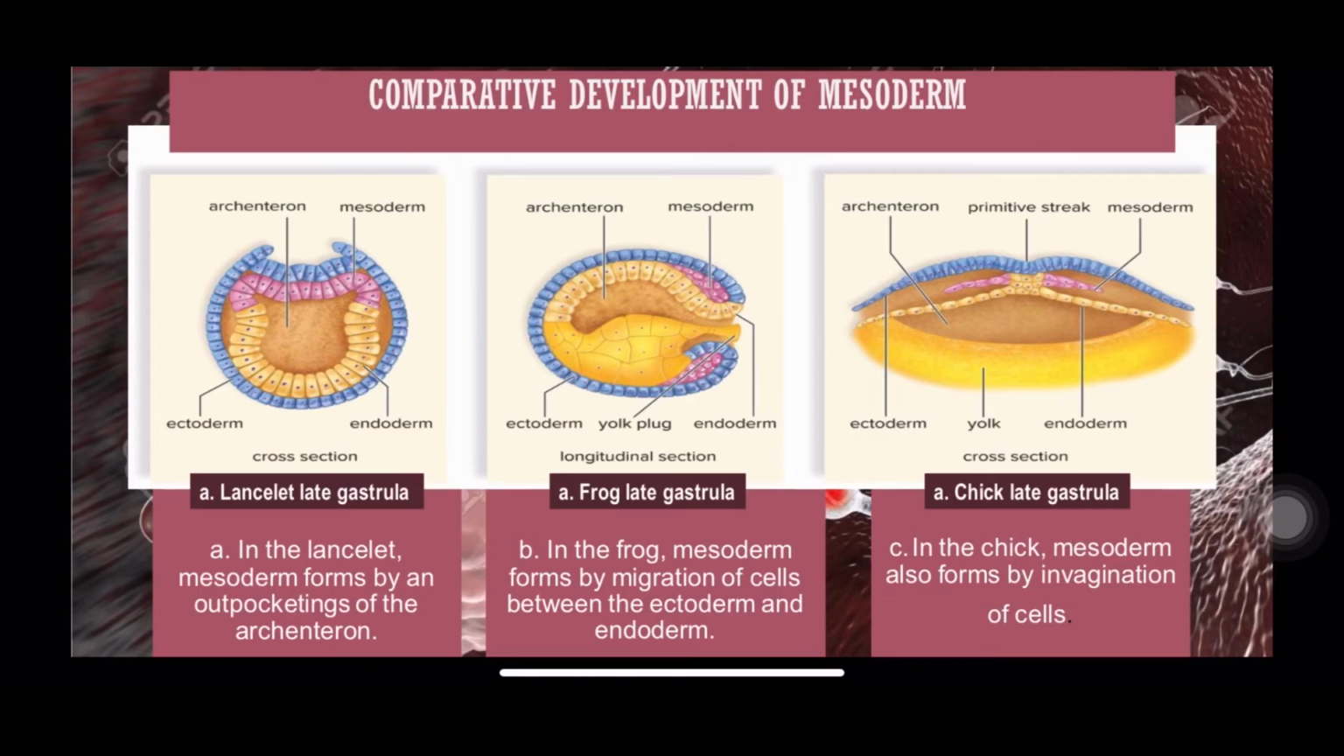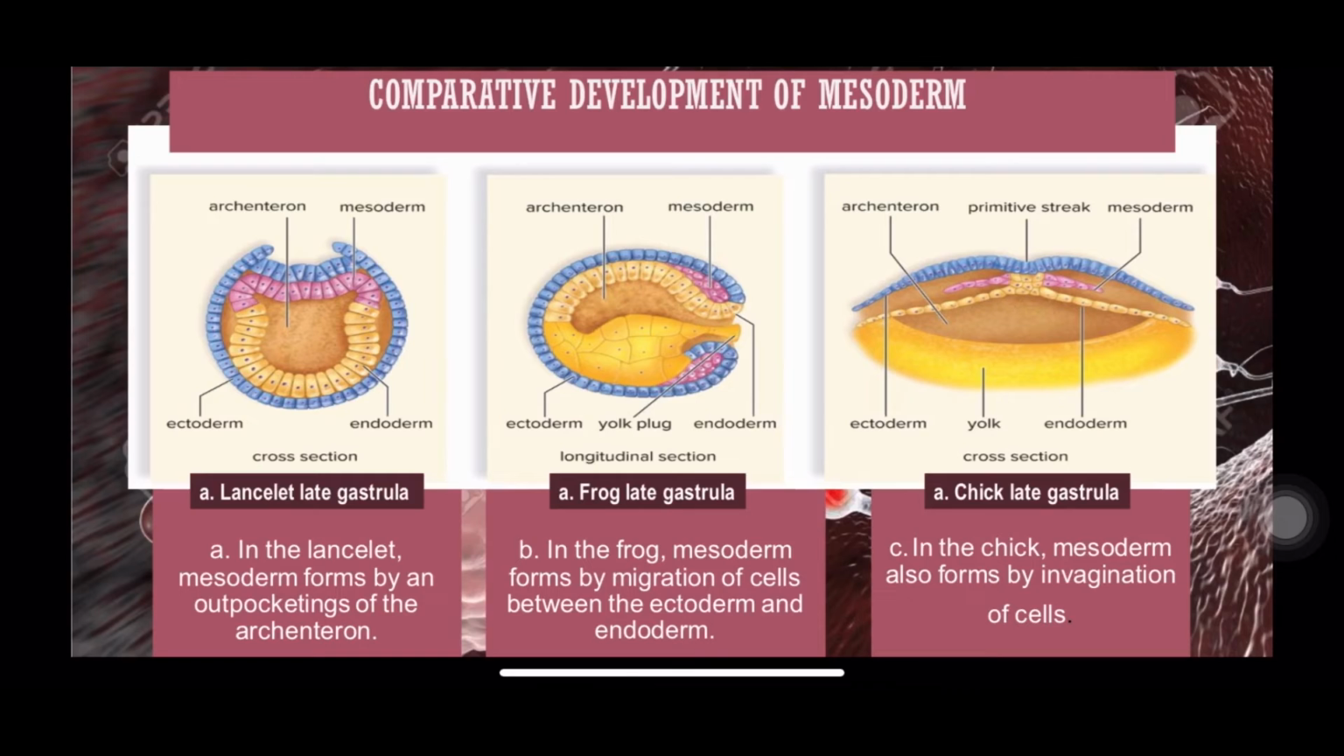First, in the lancelet, mesoderm formation begins as outpocketings from the primitive gut. These outpocketings grow in size until they meet and fuse, forming two layers of mesoderm. The space between them is the coelom. The coelom is a body cavity lined by the mesoderm that contains internal organs. In humans, the coelom becomes the thoracic and abdominal cavities of the body.